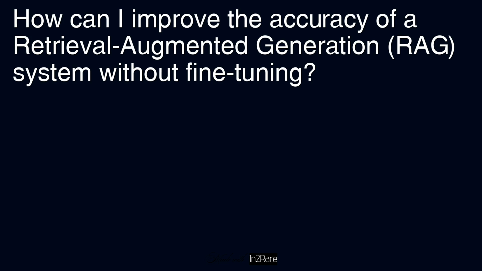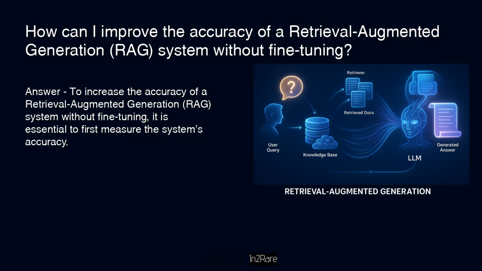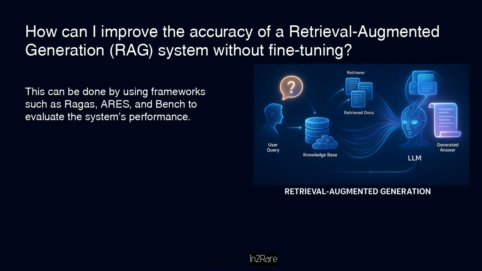How can I improve the accuracy of a Retrieval-Augmented Generation (RAG) system without fine-tuning? Answer: to increase the accuracy of a RAG system without fine-tuning, it is essential to first measure the system's accuracy. This can be done by using frameworks such as RAGAS, ARES, and Bench to evaluate the system's performance.